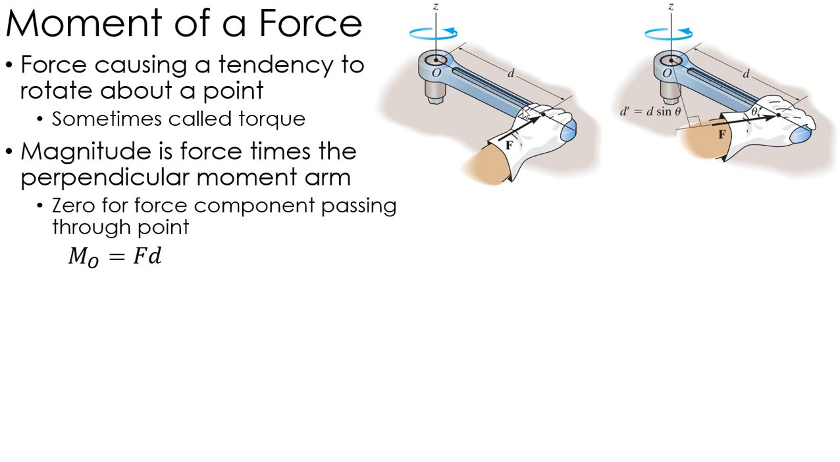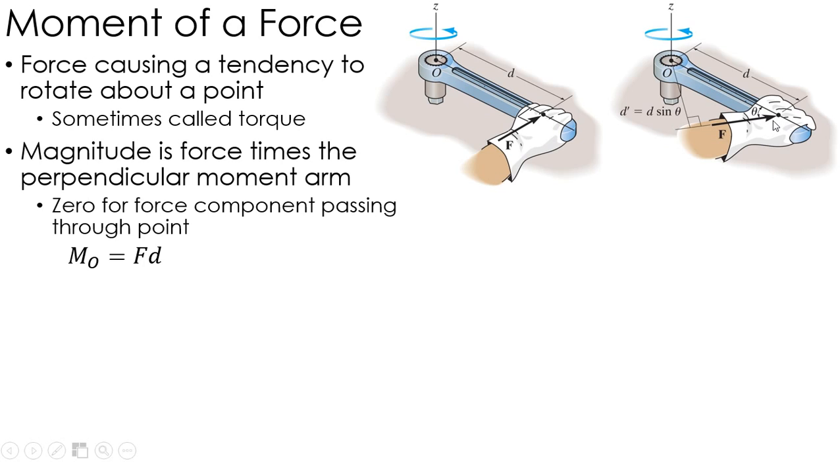Now, the other way we can think about this is breaking the force into components instead of the distance into components. I could have a perpendicular force here, which would be F sine theta, and an inline force, F cosine theta. And that force would go right through point O.